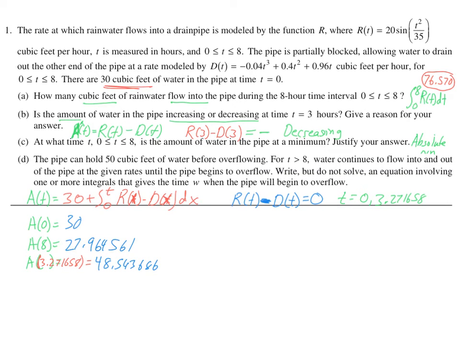I'm not showing you all the work. You have to use a calculator. Plug this in for 8. Plug this ugly number in right there for t. Do the math with your calculator. These are the three answers. Which is your smallest? A of 8. So what is your absolute minimum? At 8 hours. So at 8 hours, you would have your absolute minimum.